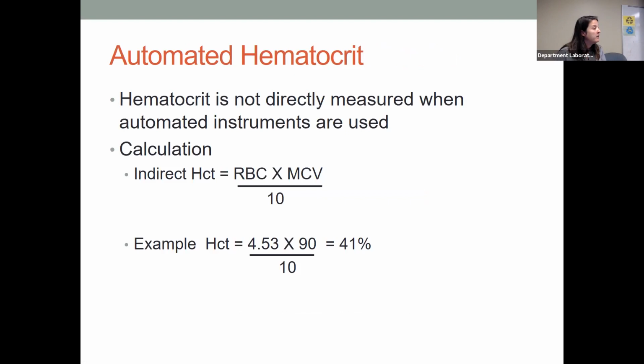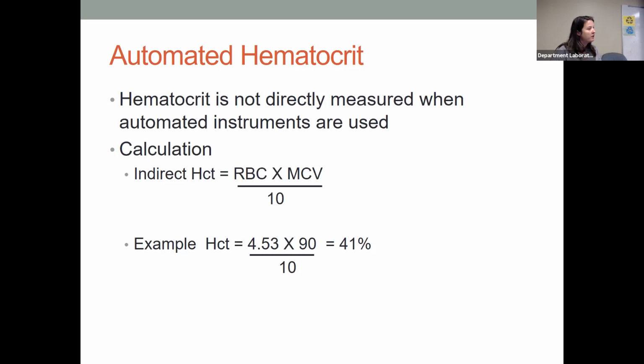Your automated hematocrit is a calculation, like I mentioned, okay? So it's not a direct observation. It's not directly measured. It's a calculation based on your red cells and your MCV. So the number of red cells and the size of those red cells will determine the percent of packed cell volume. You take your red cells, multiply by the size, your MCV, and divide by 10, and that will give you your packed cell volume percent.